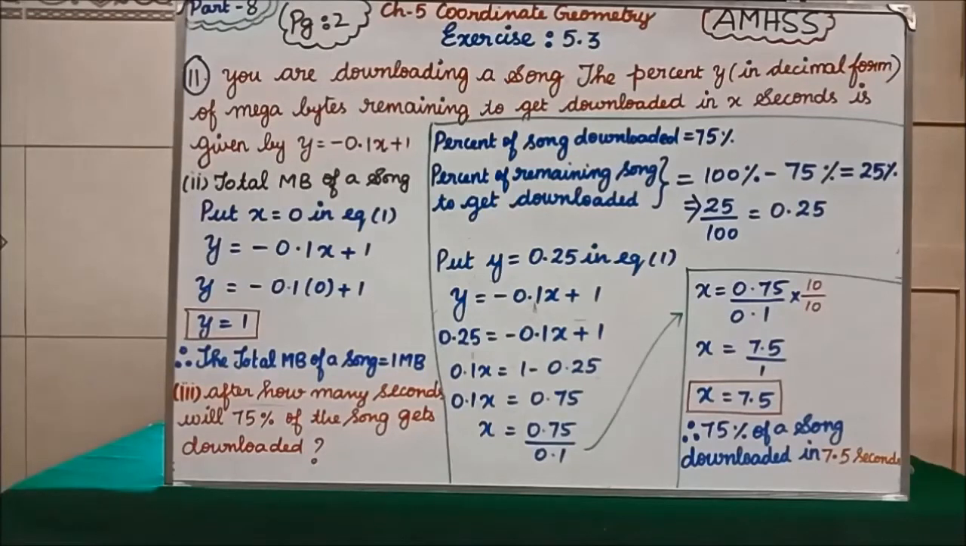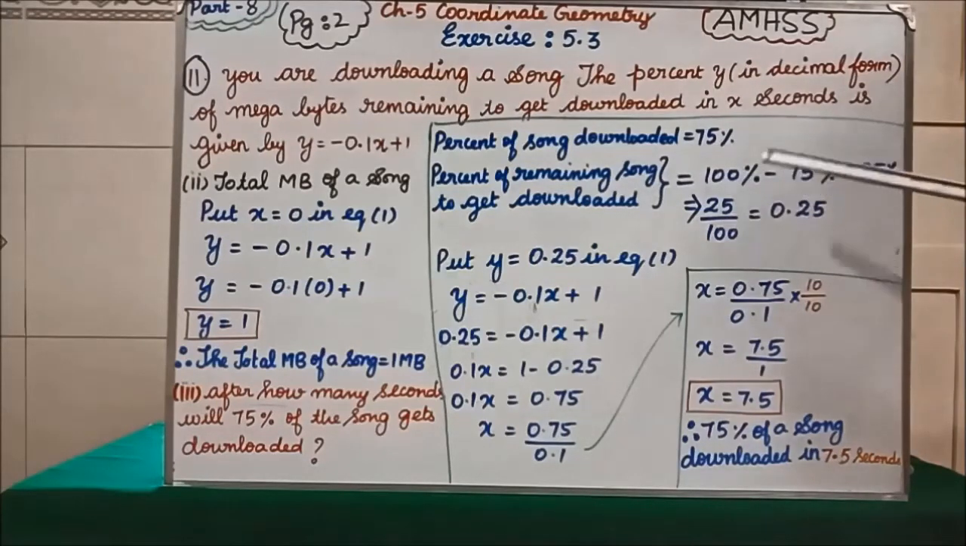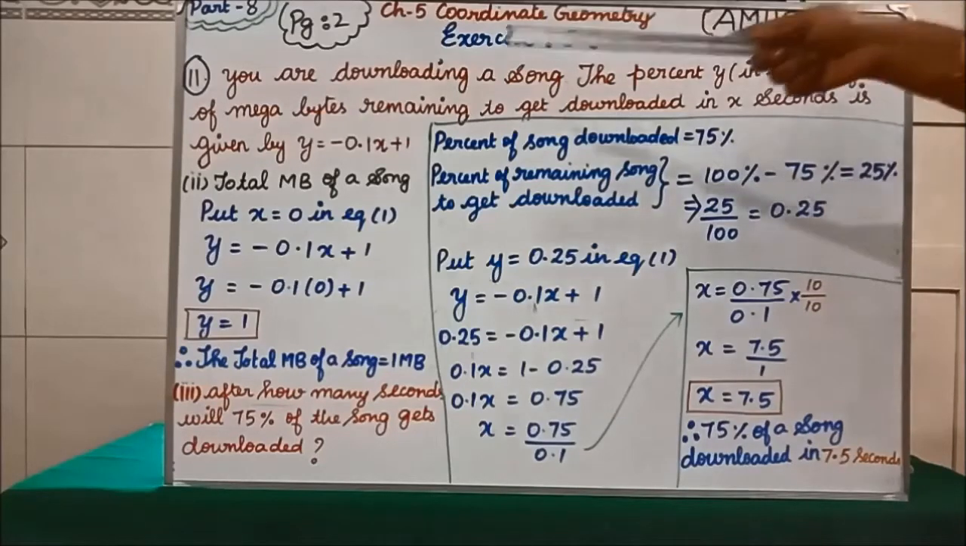The next 25 percentage means how can we write? 25 divided by 100 we can write. Percentage means 100. So 25 divided by 100. So if you divide 25 divided by 100 means we can write 0.25. Clear? Now percentage of remaining song downloaded. Downloaded itself it will come in the place of y. Now y value we have got 0.25. Now again substitute this y value 0.25 in equation 1.